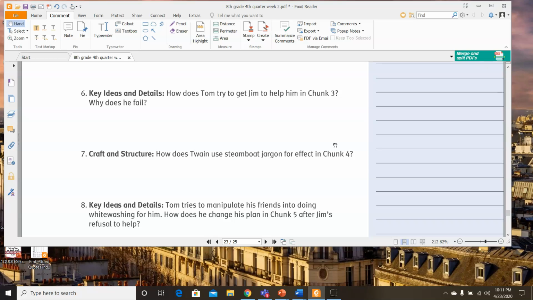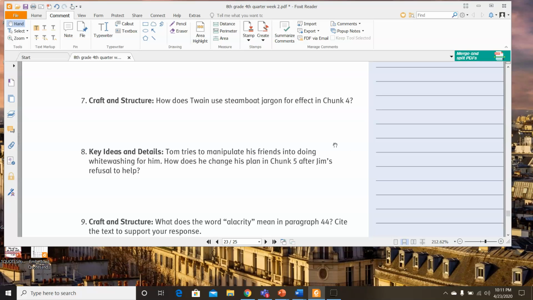For number 6, it says, how does Tom try to get Jim to help him in chunk 3? Why does he fail? So you're going to be looking at chunk 3 and explaining, one, how Tom tries to get Jim to help him, and the second thing you're going to be explaining is why it doesn't work.